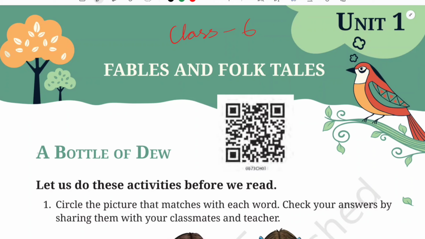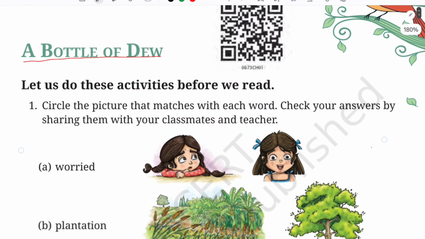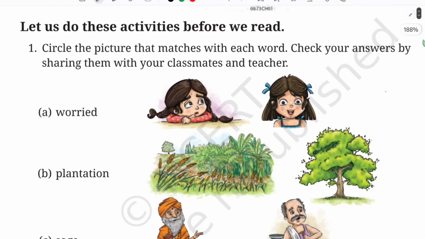So the name of the unit is Fables and Folk Tales. Here you are going to learn about short stories, but also in that short story you are going to learn something important, like some moral lessons. The name of this chapter is A Bottle of Dew. We are going to see what we learn when we are going through the chapter. Before we start the chapter there is an activity given, so let us try to complete that. Let us do these activities before we read.